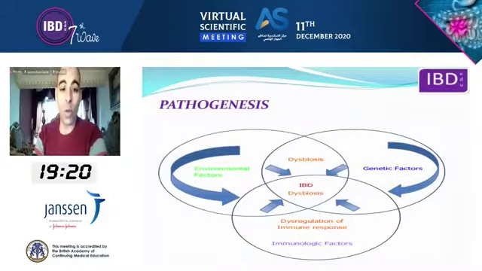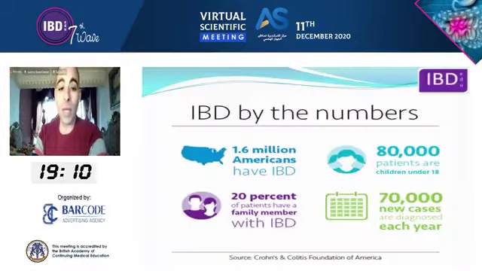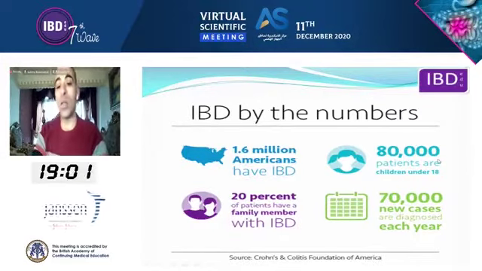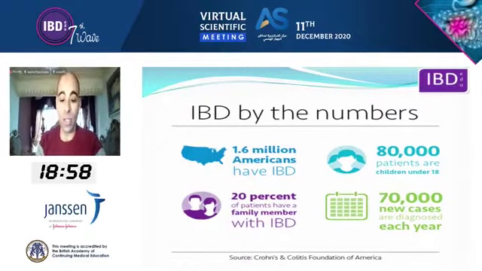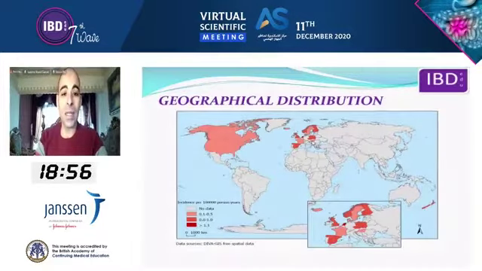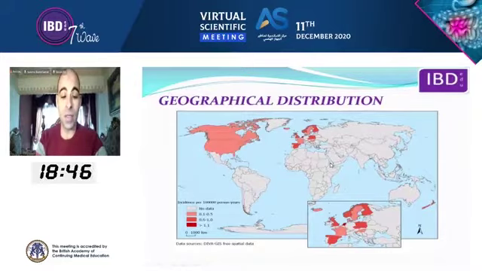IBD, as we know, results from a combination of genetic, environmental, and immunological factors, and the problem of dysbiosis. By the numbers, about 1.6 million Americans have IBD. Of them, about 80,000 patients are children under 18 years old, with about 70,000 new cases each year. This figure shows the geographical distribution of the incidence of childhood onset UC per 100,000 per year in different countries.